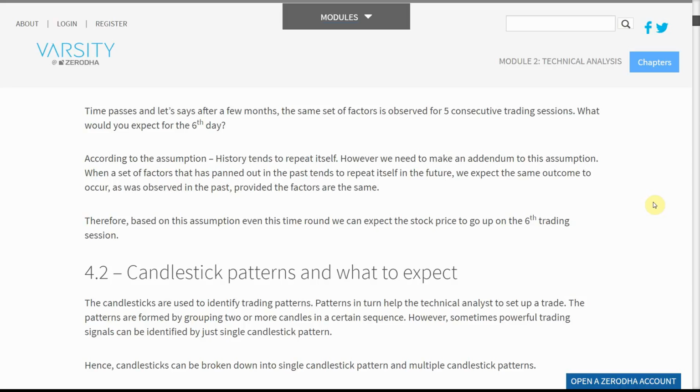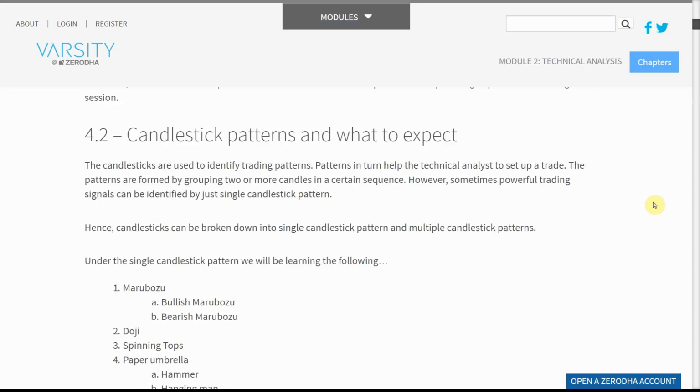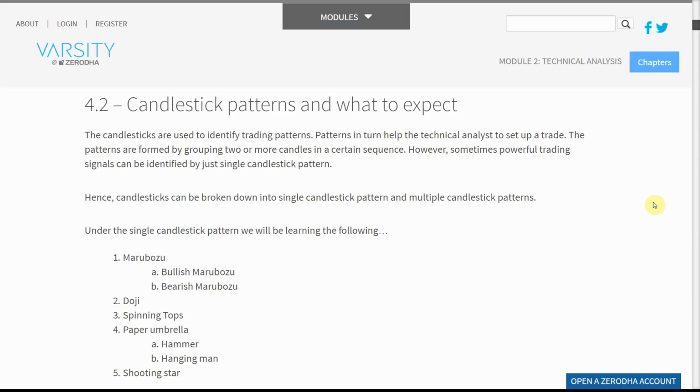Under the single candlestick patterns, we will be learning the following: Marubozu, bullish Marubozu, bearish Marubozu, doji, spinning tops, paper umbrella, hammer, hanging man, shooting star.